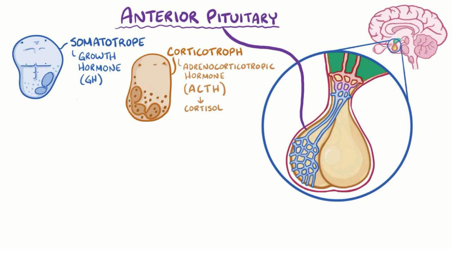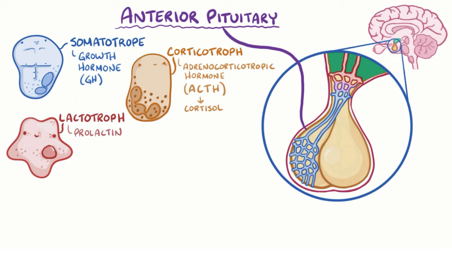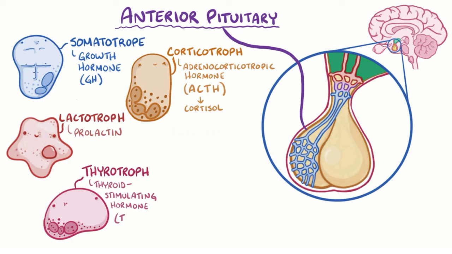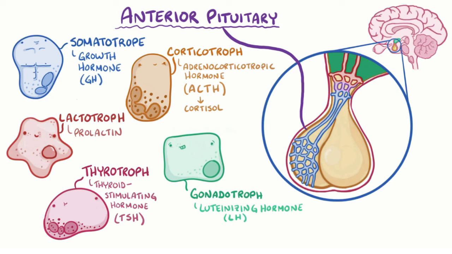A smaller cell group are the lactotrophs, which secrete prolactin. Prolactin stimulates breast milk production, and also inhibits ovulation, which is when an egg cell is released from the ovary, and inhibits spermatogenesis, which is the development of sperm cells. There are also thyrotrophs, which are cells that secrete thyroid-stimulating hormone, or TSH, that stimulates the thyroid gland. And finally, there are gonadotrophs, which secrete two gonadotropic hormones, luteinizing hormone, or LH, and follicle-stimulating hormone, or FSH, both of which go on to stimulate the ovaries or testes.